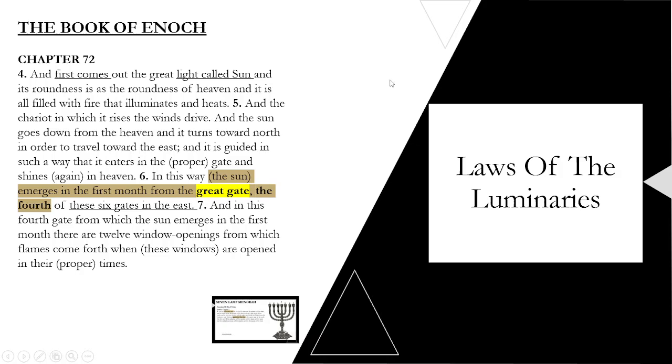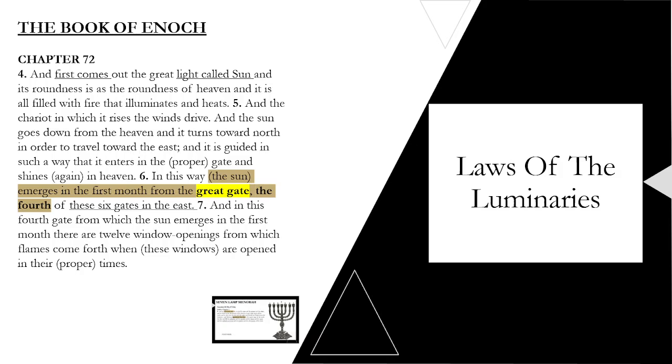And first comes out the great light called sun, and its roundness as the roundness of heaven, and it is all filled with fire that illuminates and heats, and the chariot in which it rises, the winds drive. And the sun goes down from the heaven, and it turns toward north in order to travel toward the east, and it is guided in such a way that it enters in the proper gate and shines again in heaven.